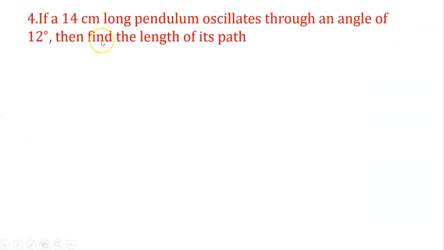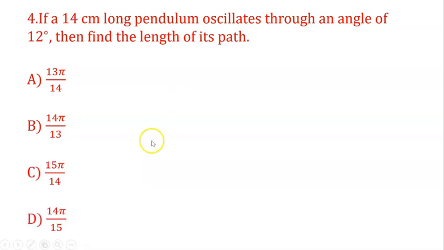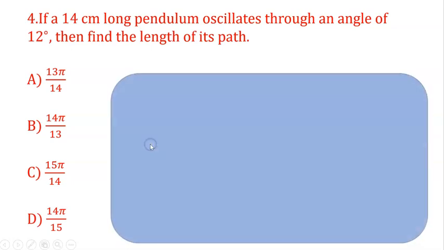Now next example. If a 14 centimeter long pendulum oscillates through an angle of 12 degree, then find the length of its path. Means we want to find out S. First option A is 13 pi upon 14, B is 14 pi upon 13, C is 15 pi upon 14, and D is 14 pi upon 15.